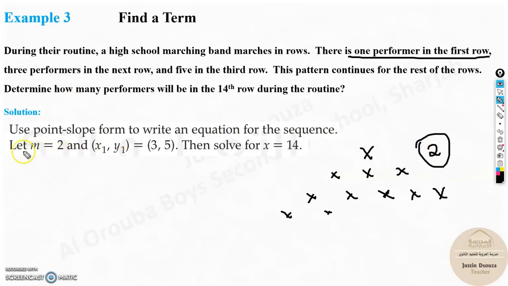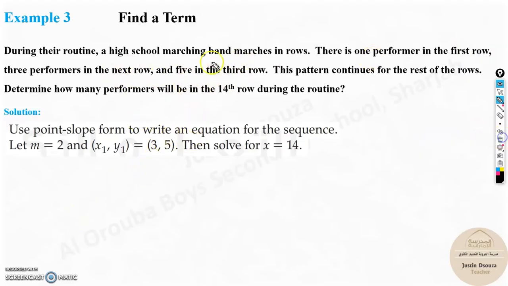So now over here that slope is m. And they have also mentioned in the first row there is one and in the third row there are five. So we can consider any of these and you will get the same answer. It's fine. So now if you consider the third row, that is the x value, the domain, right? It starts with 1, 2, 3. And the y value or the sequence is having 5. So this is the y value. So x1 is 3, y1 is 5.